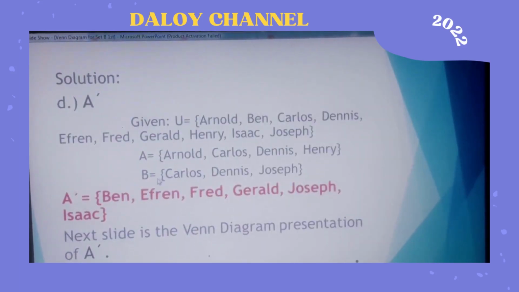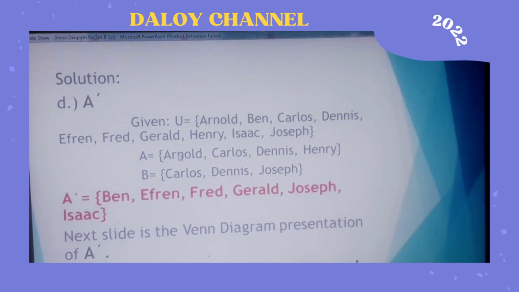Letter D. You're required to find the complement of A. So when we say complement, the set that is concerned should be compared to the universal set. So it is very simple. Whatever are elements not common between the universal set and set A, those are the complements of set A.